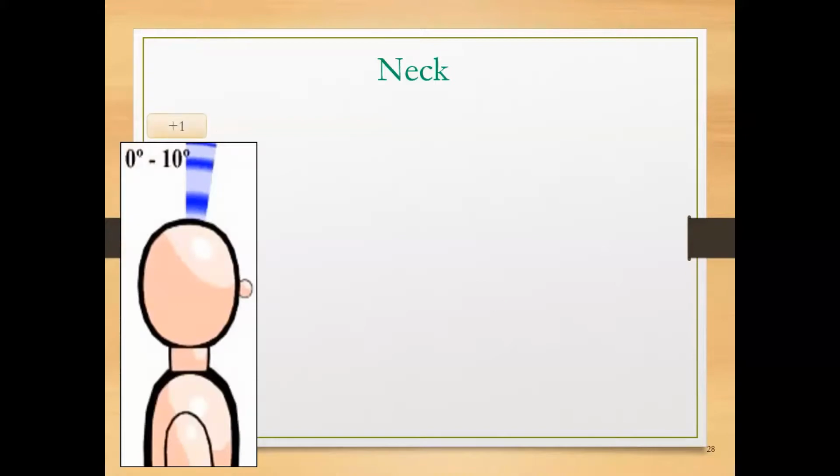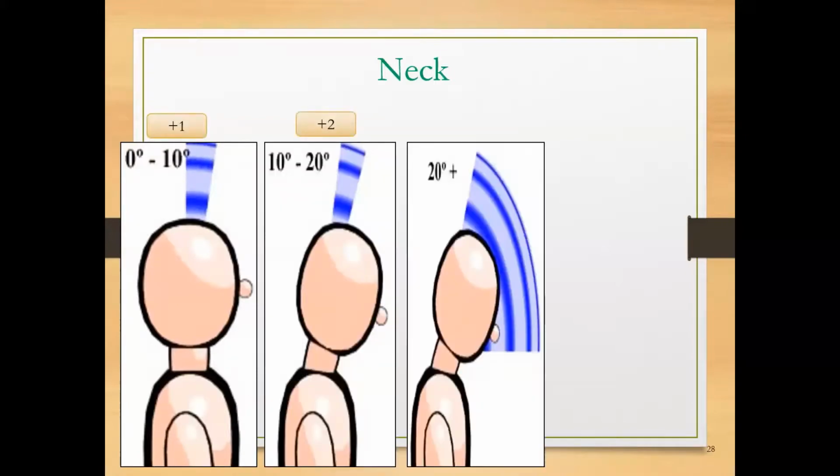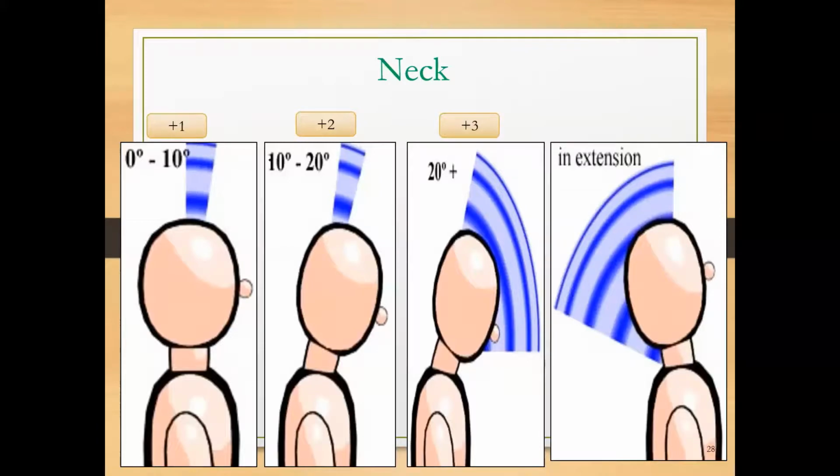So neck with respect to medial plane, if it is in the neutral posture, that is 0 to 10 degrees, score will be 1. If it is forward flexing, forward bending or flexing from 10 to 20 degrees, score will be 2. Flexing greater than 20 degrees, score will be 3. And in extension, so this was the neutral posture. So whatever is the value of extension, score will be 4. Because extension in this case, actually hyperextension, is an unnatural movement, so it is more risky, so score is high.